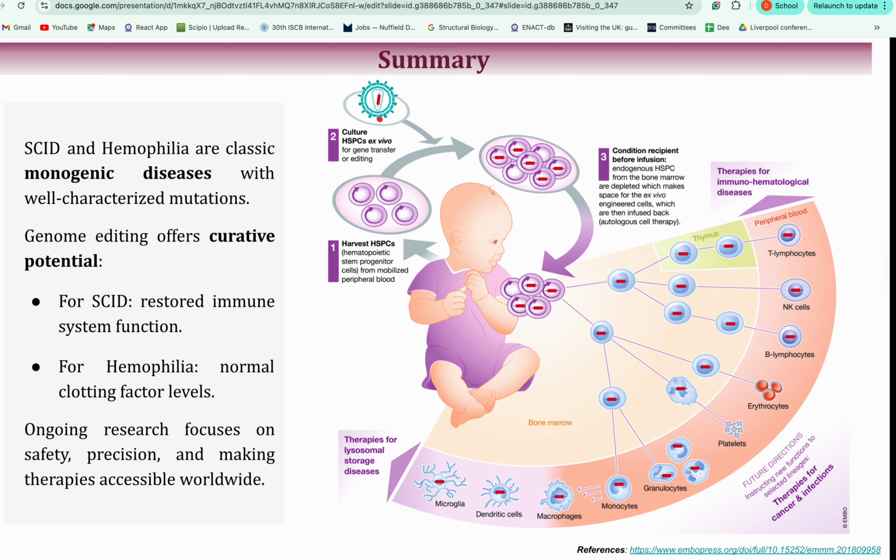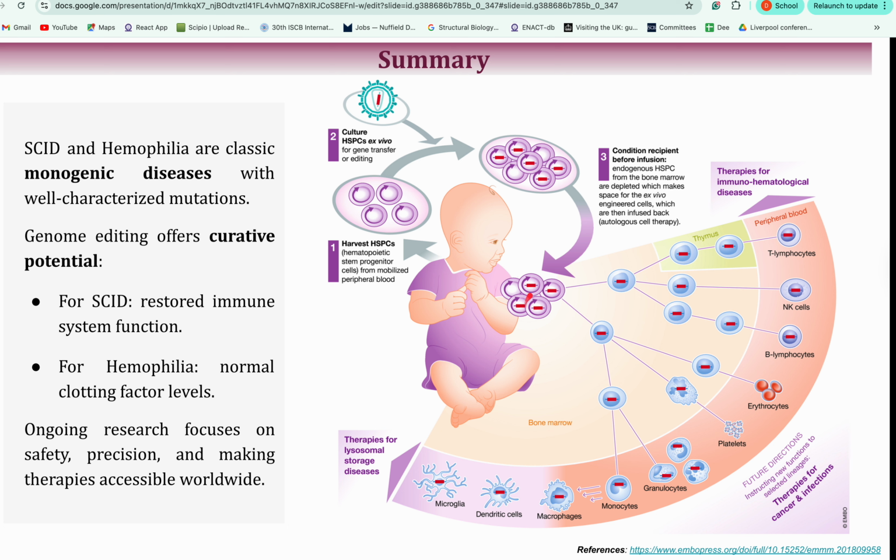Then, when the mutation has been achieved externally, endogenous HSPCs from the bone marrow are depleted, which makes space for the ex vivo engineered cells, which are then infused back. So this is known as autologous cell therapy. That means cells are obtained from the same person, and at the site from where the cells were obtained, the new cells are injected, which belong to the same person. So it is autologous cell therapy.